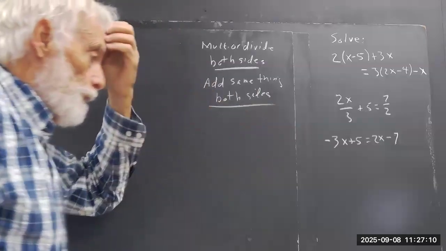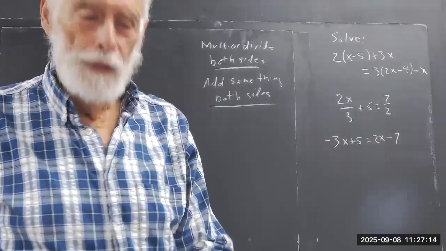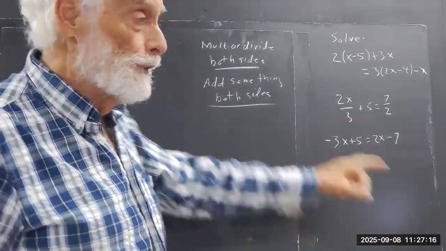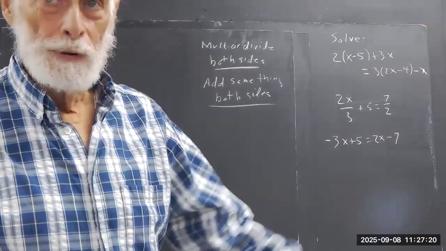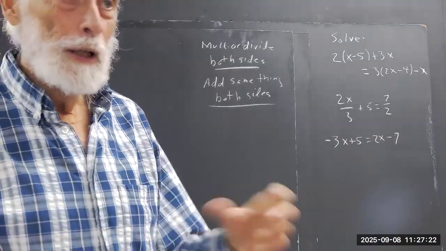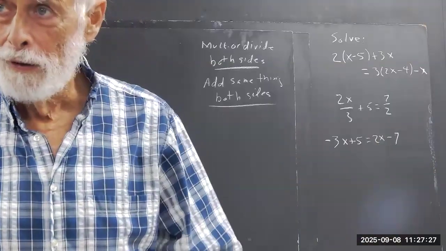I say add the same thing, both sides. That means the same number. You might add a negative number, which feels a lot like subtracting. So I could say add or subtract, but add includes subtract. Okay? If you add -2, it's the same as subtracting 2. I think everybody understands that.